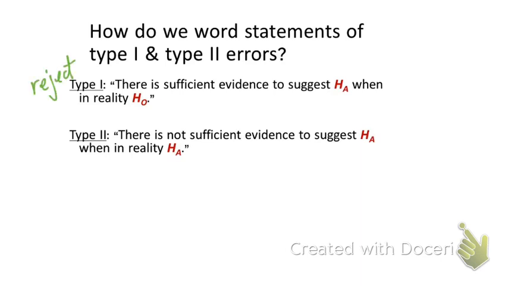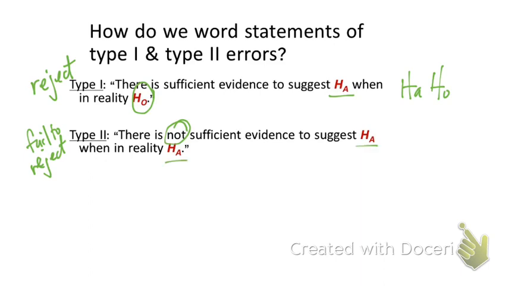And so when I reject, I say there is sufficient evidence to suggest the Ha, when in reality, the Ho. So I say Ha, Ho. And then type 2, I have failed to reject, so I say there's not sufficient evidence to suggest the Ha, when in reality, the Ha. So Ha, Ha. Stats is a weird language, let me tell you.